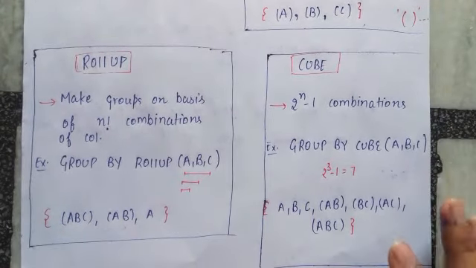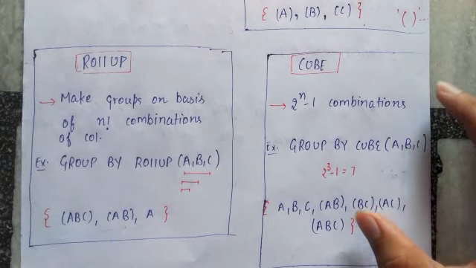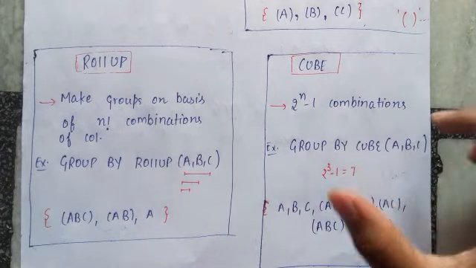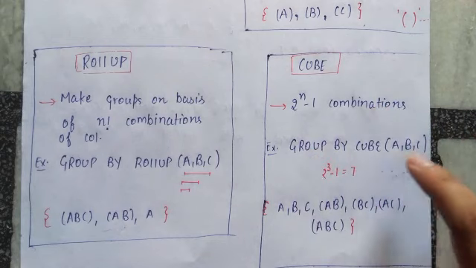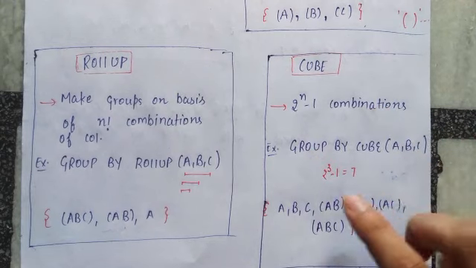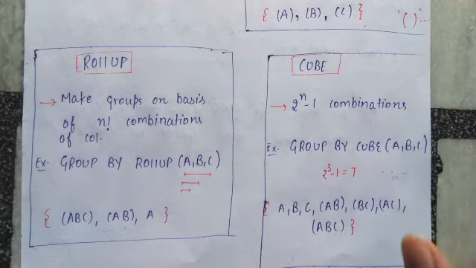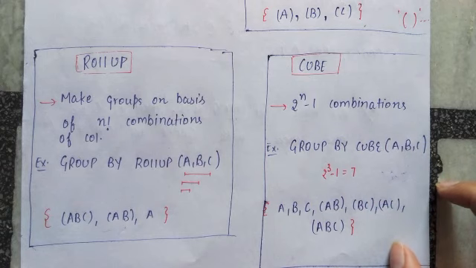Now let's discuss our last one, that is the cube. So what is in this cube? It will take 2 to the power n minus 1 combinations. Here n is the number of columns. Let's understand this with the help of an example. This is group by cube ABC. There are three columns over here, so it will take 2 to the power 3 minus 1, that is equal to 7 combinations, and will make the groups of the table on the basis of all those 7 combinations.